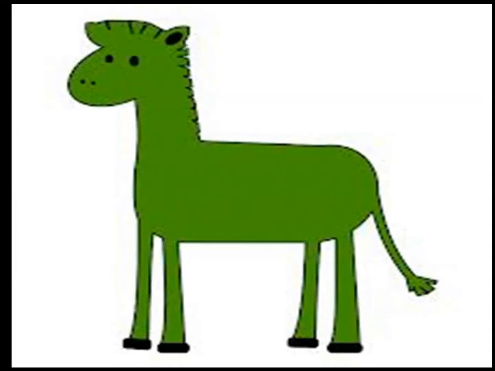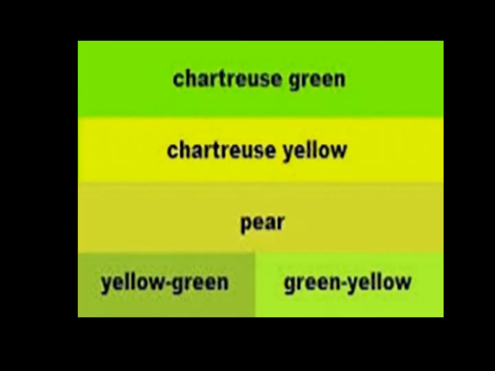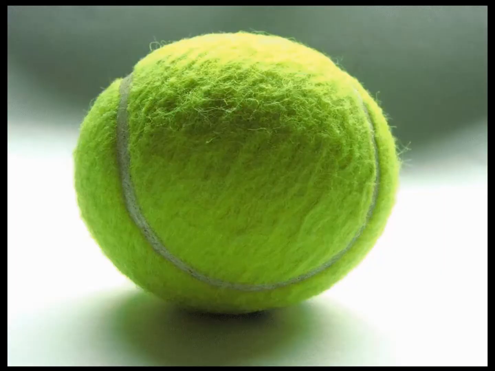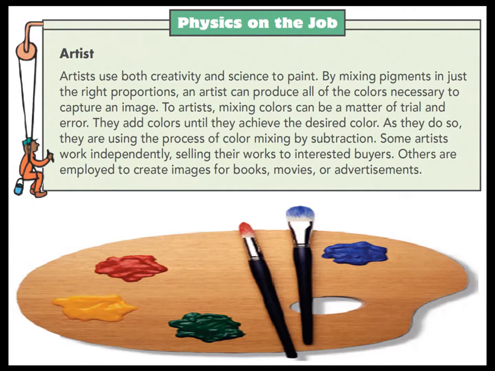Now, there's different shades of chartreuse as well. I have green chartreuse, yellow chartreuse, pear is kind of a chartreuse, yellow-green, green-yellow. So different various shades of chartreuse. Tennis balls have a color of chartreuse. Golf balls will have a color of chartreuse, so you can see them. Again, our eyes evolved in the presence of chartreuse.